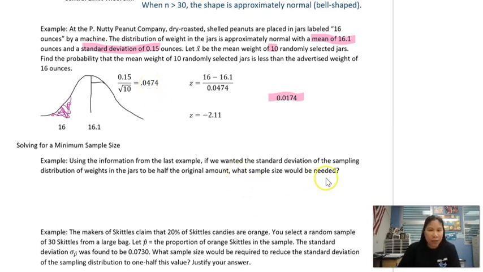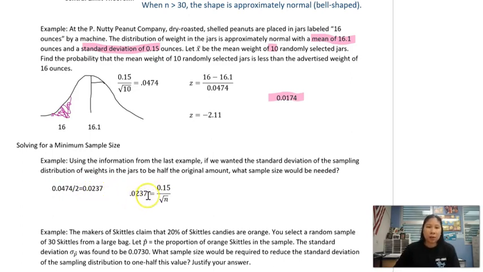So what sample size would be needed? In order to solve for the sample size, I can set up an equation like this. If I wanted half of the original amount of the standard deviation of the sampling distribution, I can divide that 0.0474 number by 2 to get 0.0237. So that's the new standard deviation that I want.